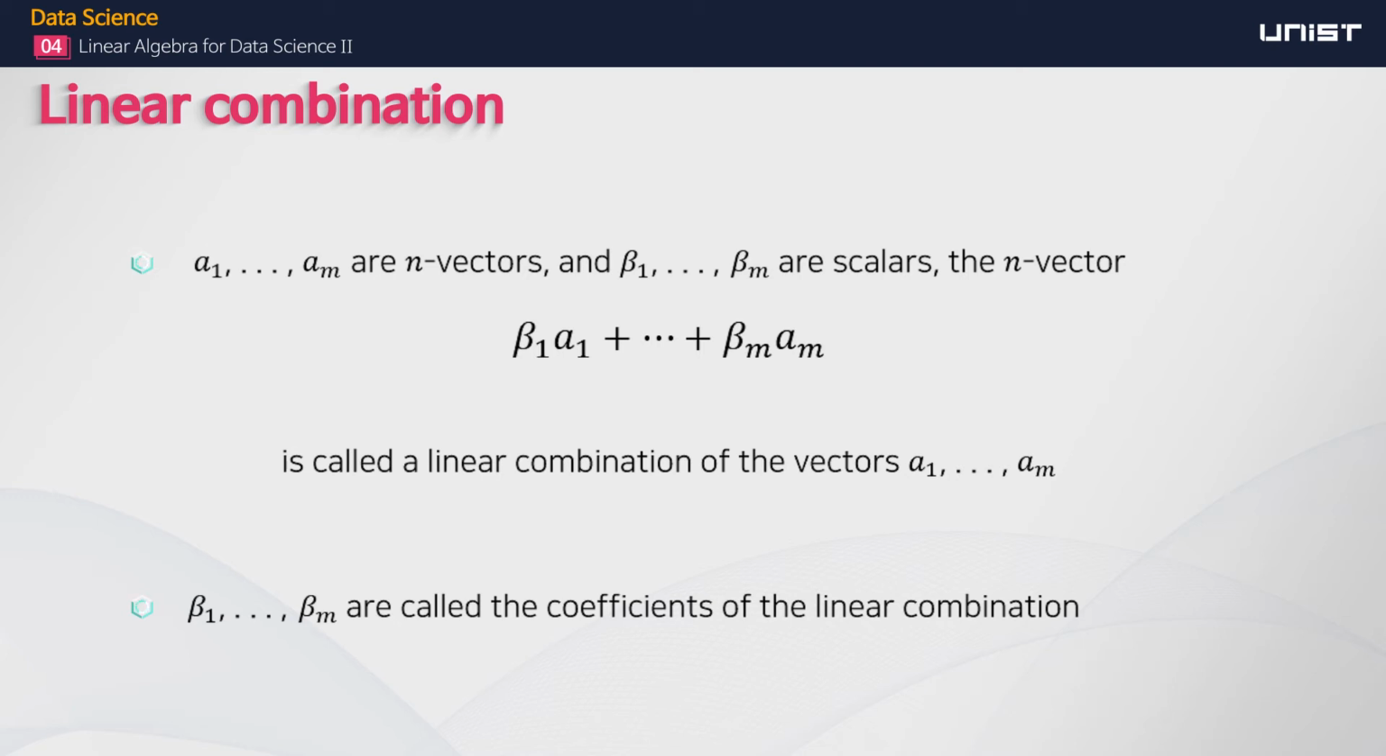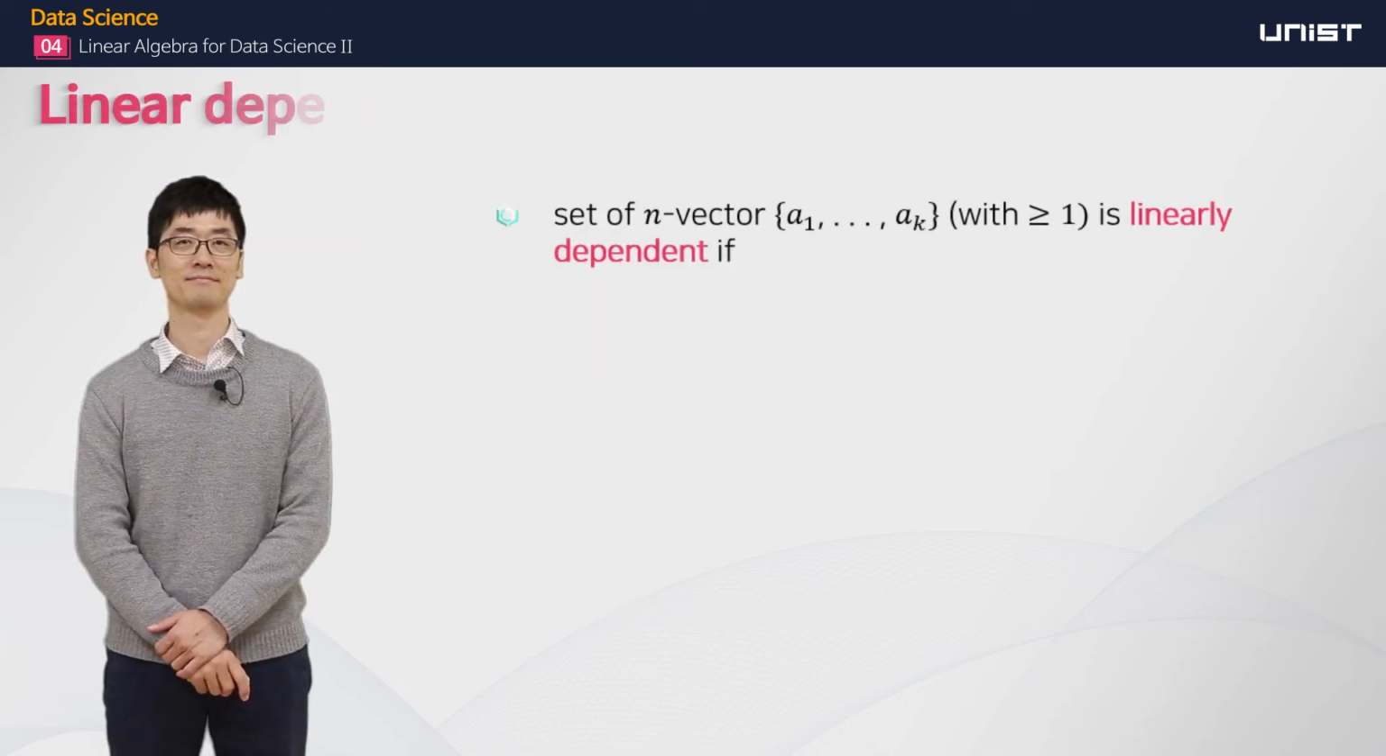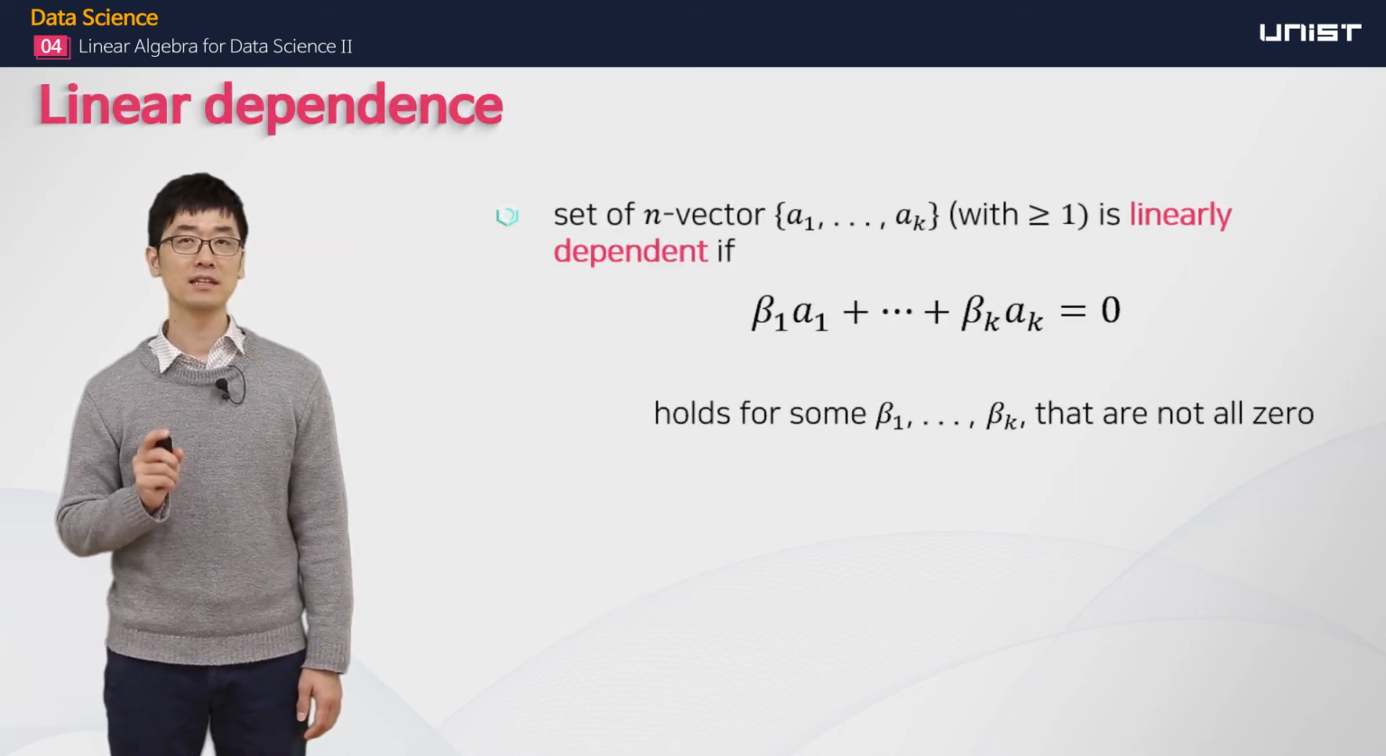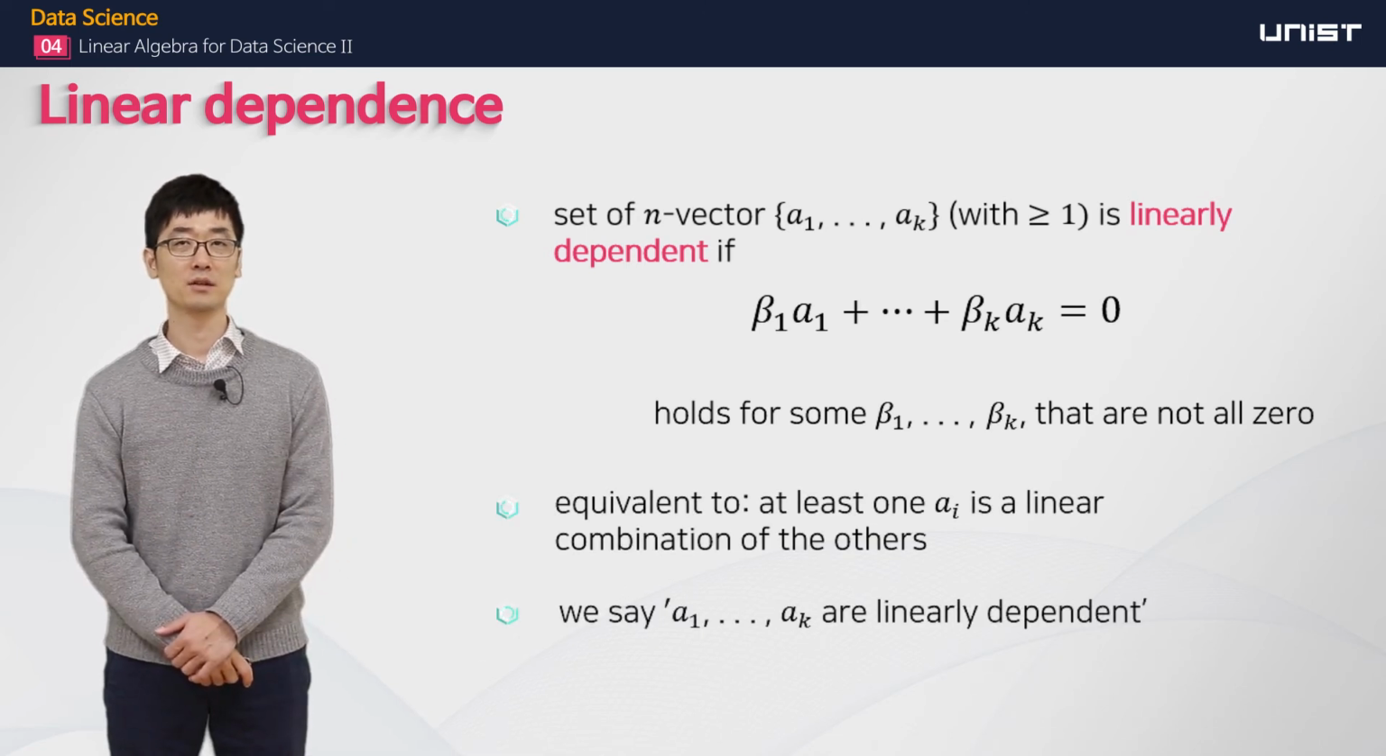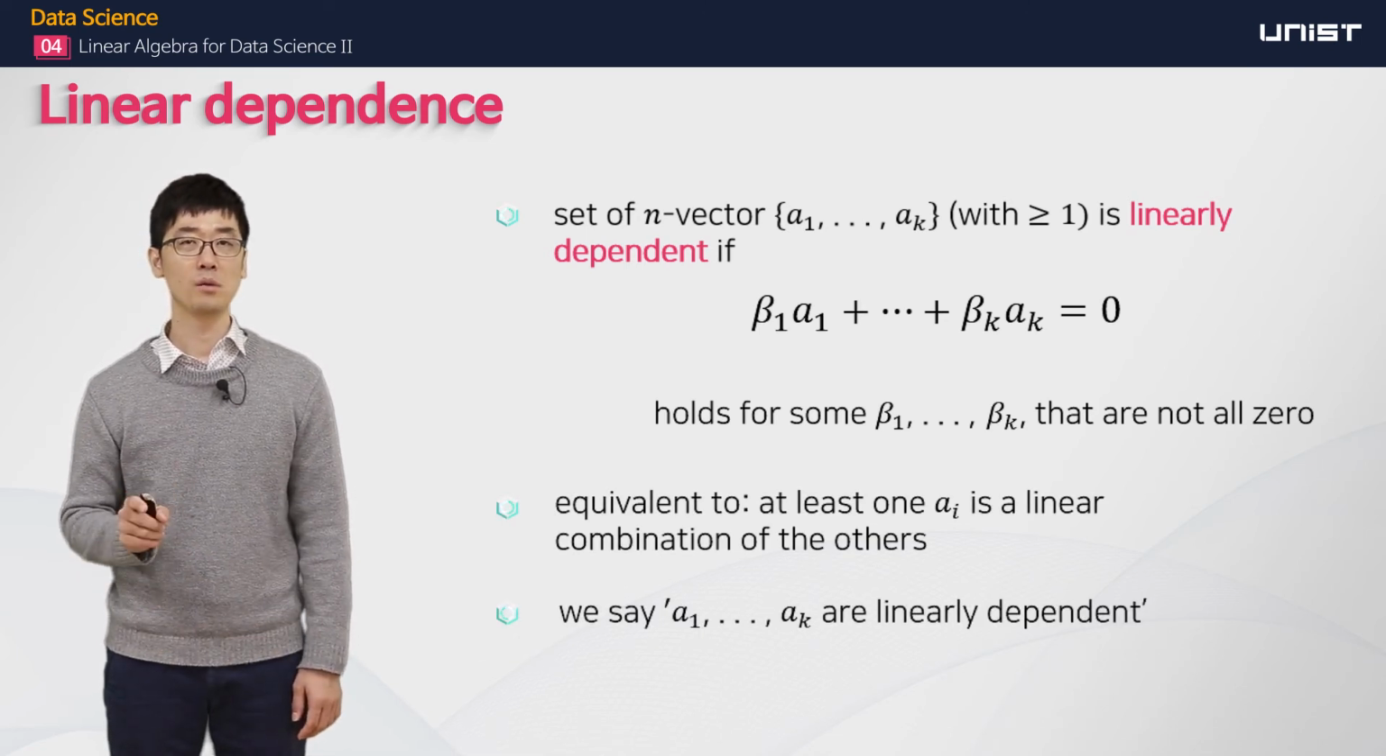Suppose we have n vectors a1 to am and m scalars, beta 1 to beta m. Then the n vector beta 1 a1 plus beta 2 a2 up to beta m am is called a linear combination of the vectors a1 to am, and beta 1 to beta m are called the coefficients of the linear combination. A set of n vectors is linearly dependent if the linear combination of them equals 0 holds for some coefficients that are not all 0.